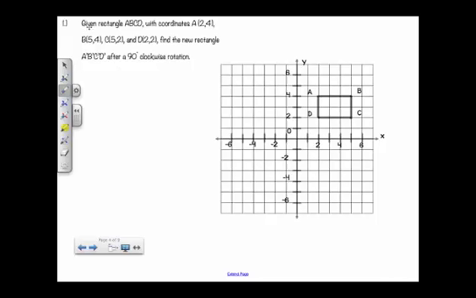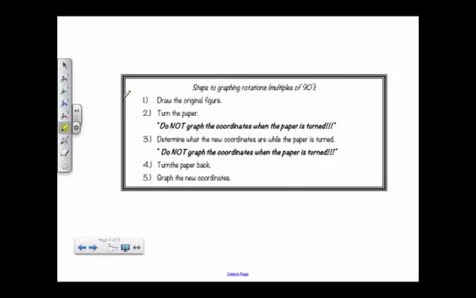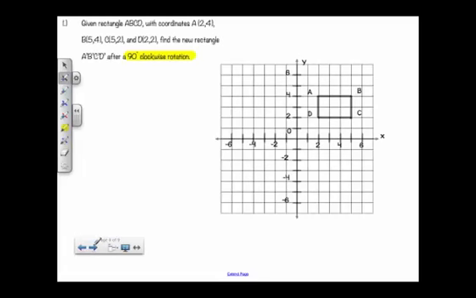Number 1 says, given rectangle ABCD with coordinates A (2,4), B (5,4), C (5,2), and D (2,2), find the new rectangle A'B'C'D' after a 90-degree clockwise rotation. Okay? So let's go ahead and read the directions of what it is that we need to do. Step number 1 says to draw the original figure. Now if you look at your graph, the original figure is already drawn for you, so you don't have to do that at all.